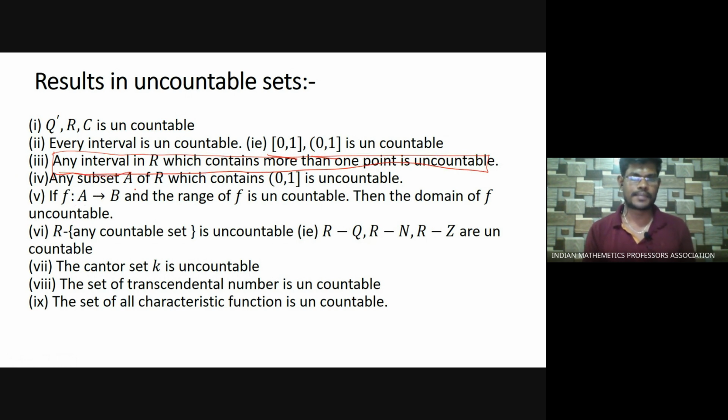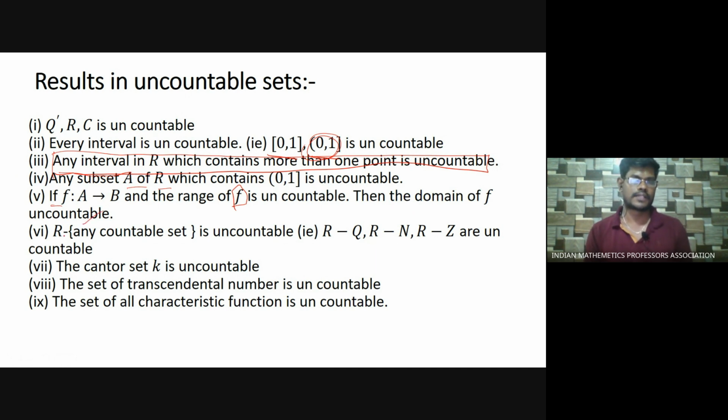And any subset A of R which contains the half open interval of 0, 1 is uncountable. Already we have this. Then the fourth one: any subset A of R which contains 0 comma 1 is uncountable. And the fifth one: if f is a mapping from A to B and the range of f is uncountable, we don't know about A and B, then the domain of f is uncountable.